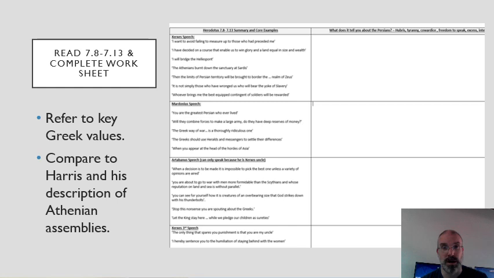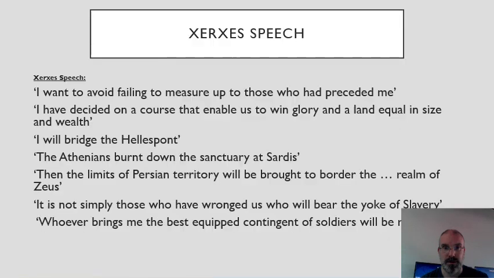Now, for this will probably be about the end of the first lesson, but I will just keep going, and we'll probably get into a kind of second lesson in terms of time, but I'll tell you when to stop. So let's have a look at Xerxes' speech.